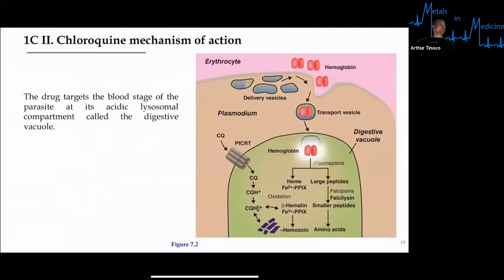All right, so going back to the structure, that's basically what's being depicted in this visual. That the chloroquine is basically breaking up the possible formation of the hemozoin.